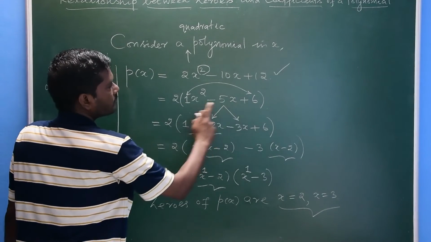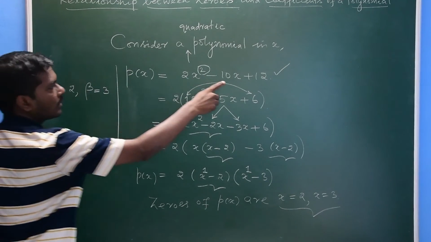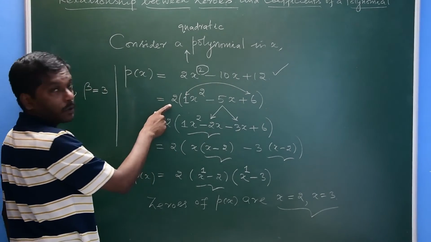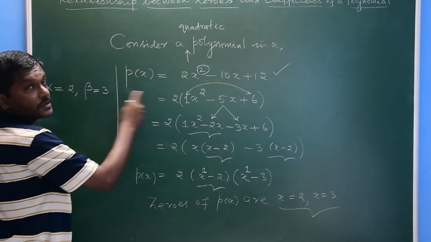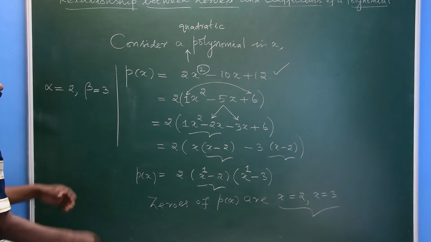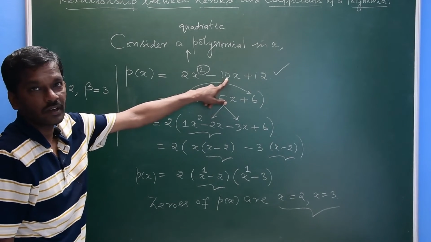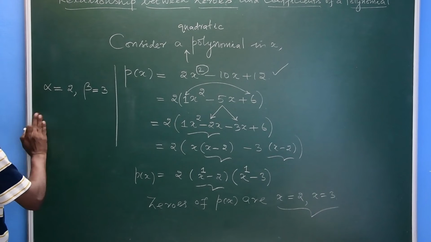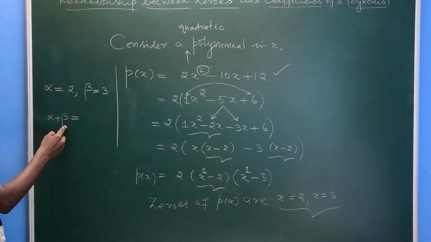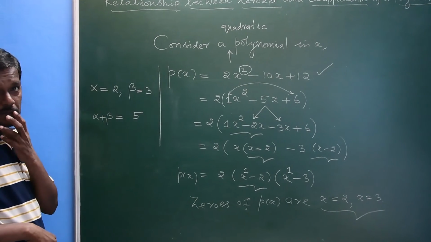Now you consider this polynomial. If you consider this polynomial, what will happen? If a polynomial has a constant factor, you pull it out and then you can compare the zeros. Or you multiply throughout by 2, and you can compare with this polynomial if at all necessary. So zeros of this are, now what is alpha plus beta, which is nothing but the sum of the two zeros. Sum of the two zeros is 5.